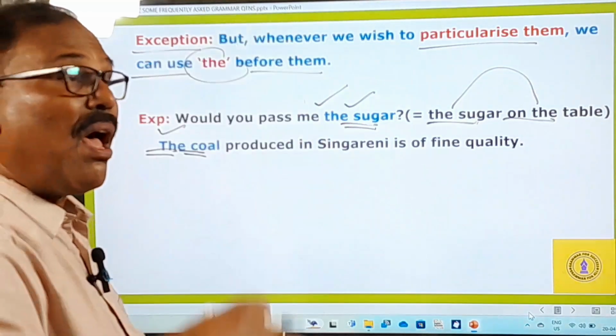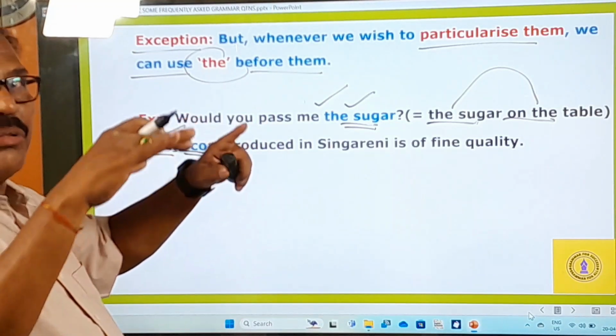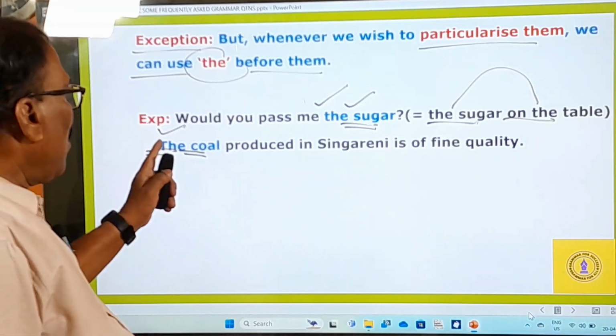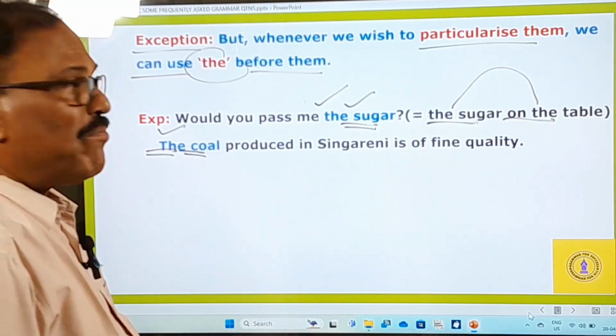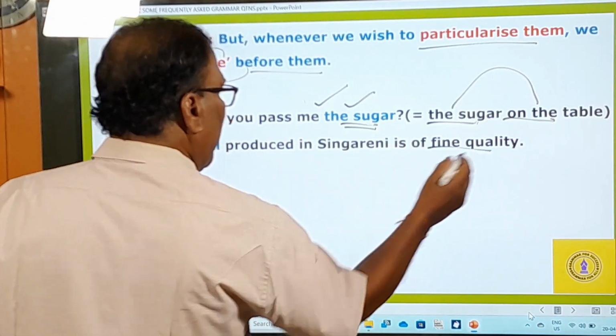The coal produced in Singareni. Here you are not talking about coal in general, but you are talking about this coal particularly. You are particularizing this coal. The coal produced in Singareni is of fine quality.